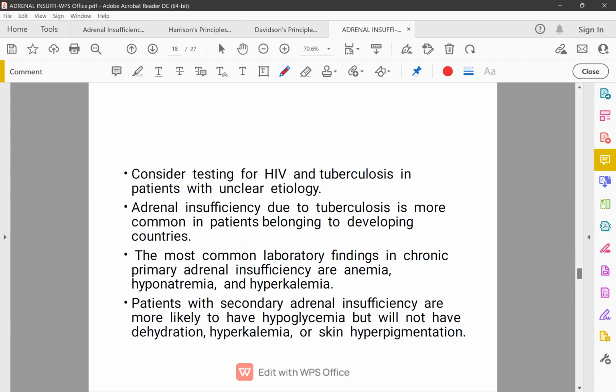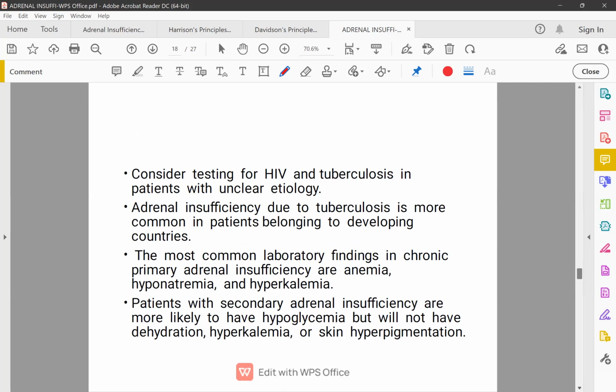We also do an infection panel to rule out infectious diseases like HIV and tuberculosis. Adrenal insufficiency due to tuberculosis is more common in patients from developing countries. The most common laboratory findings in chronic primary adrenal insufficiency are anemia, hyponatremia, and hyperkalemia, and these are the features of primary.